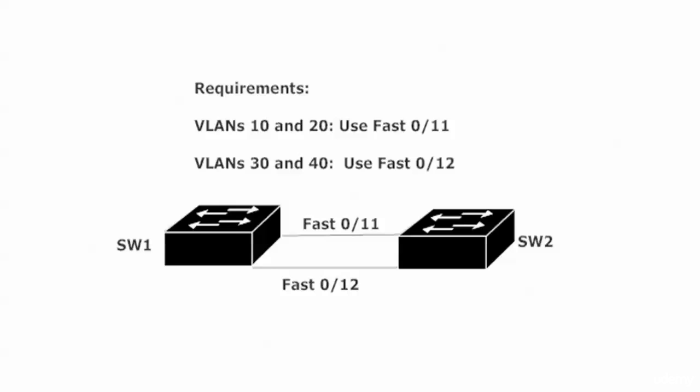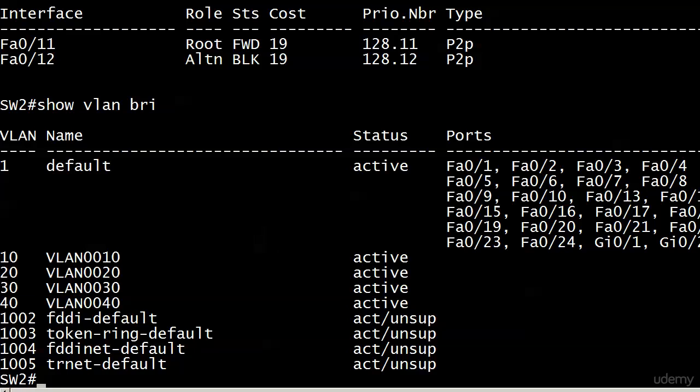We've gone back to our two-switch network for the next couple of videos, switches 1 and 2. Switch 1 is the root as it has been before, switch 2, therefore, the non-root. We'll still verify that in just a moment, and they're trunking over their Fast 11 and 12 ports. So let's go ahead and verify all of that before we jump in.